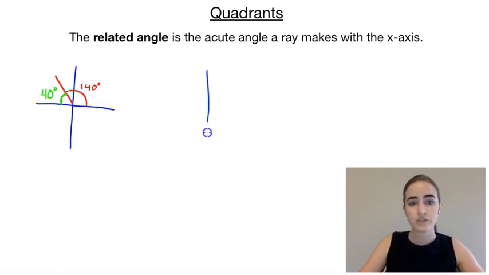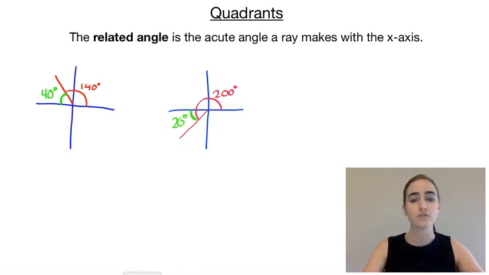If we have a look at another one, if we had a ray coming down this direction, and we knew that this was 200 degrees, then our related angle would just be this bit in here, which would be 20 degrees. So we're going to be able to use our related angles to solve trig problems.